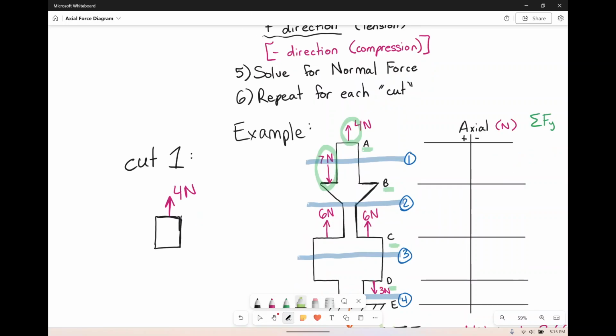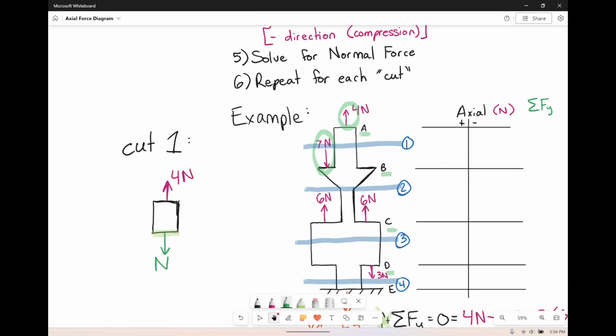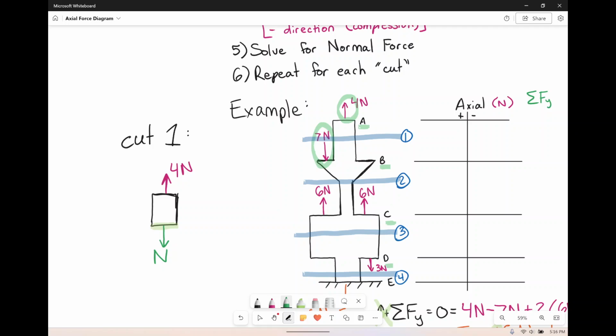Tension is away from the face. So if the face of my cut is right here, I need to go away from it. This is going to be my normal force. Kind of sucks a little bit that I put newtons here, but this is just N. Anyway, the normal force here is in green, hopefully making that a little easier for y'all.